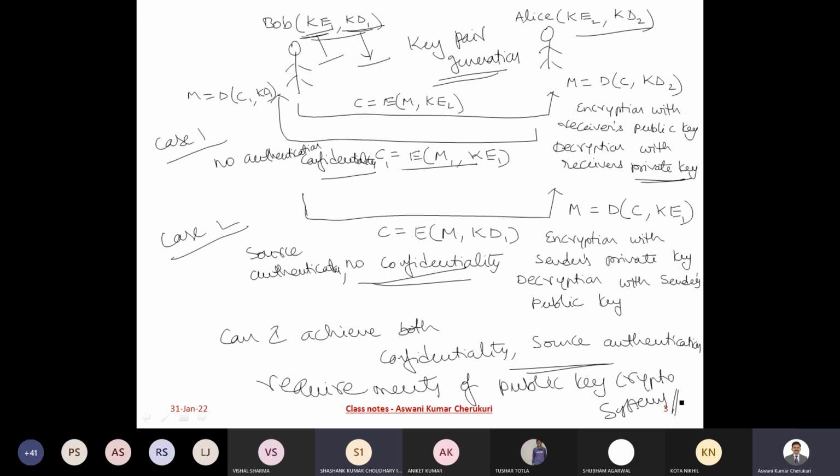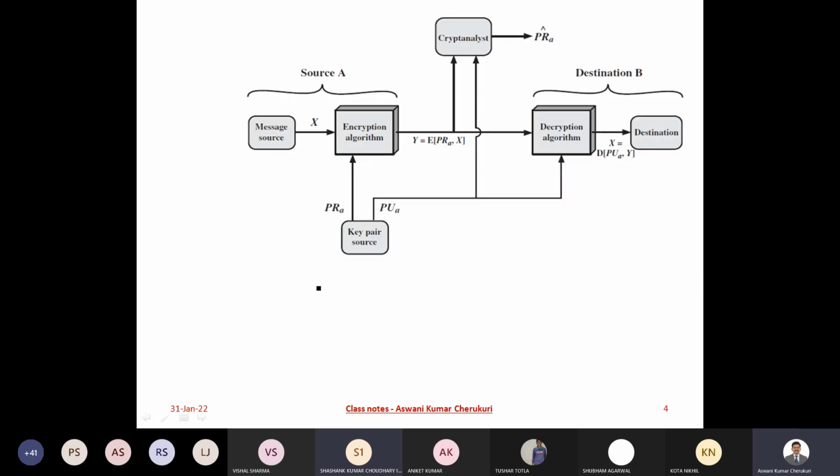Right? Now, after realizing there are certain requirements of public key crypto systems, and after seeing the two cases, where we perform encryption with the receiver's public key and decryption with the receiver's private key, and another scheme where encryption happens with the sender's private key and decryption with the sender's public key, achieving confidentiality in one and source authentication in the other. Now, how do I combine both? Yes, I can combine both and achieve both, like this.